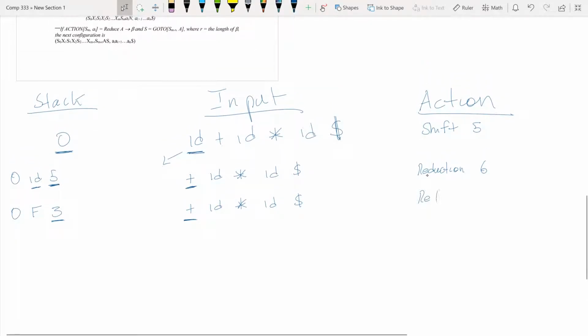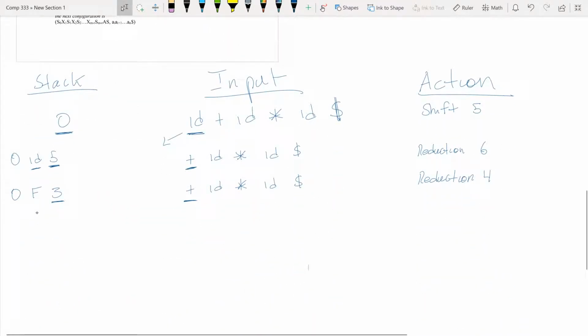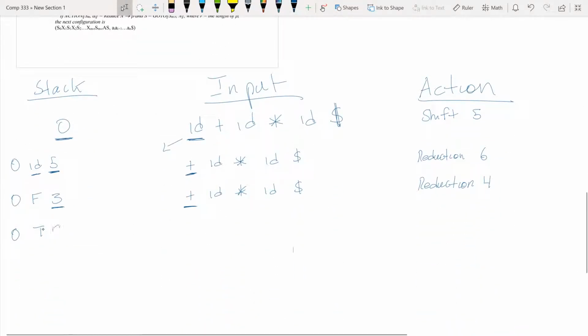So we get reduction 4. That means we have to look at the little table. Reduction 4 says F turns into T. So we get 0 and T. To figure out what this 3 becomes, we look at 0 and T in the big table. We have 0, we have T, so we get a 2. So this gets a 2 right here.